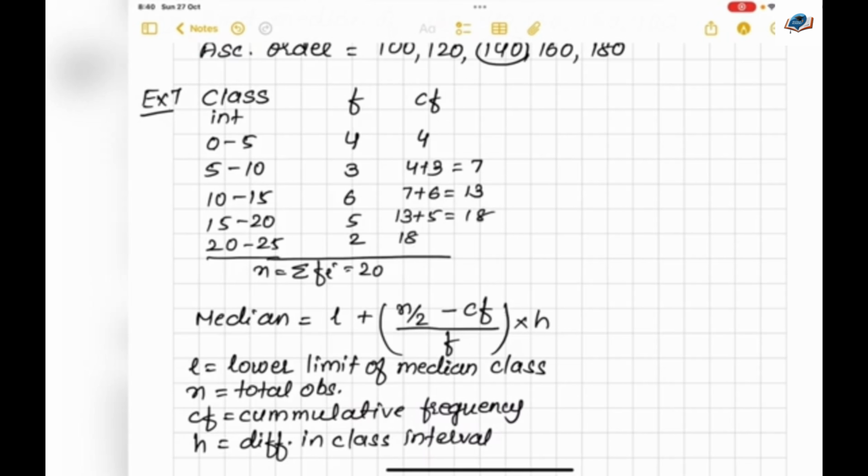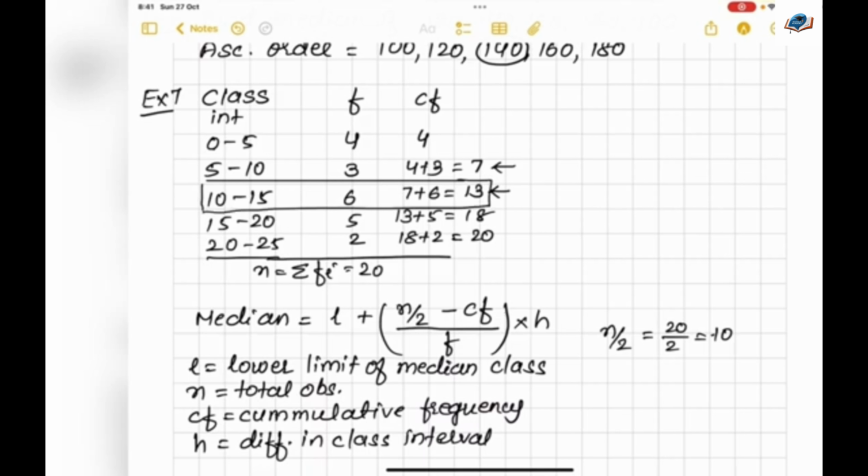Now be careful, the last value of the CF should come as n. So that means my calculation is right. Now you have to check CF. I need to find CF, you have to take what is the n by 2 value. So n by 2 is 20 by 2. I will get 10. So now see, near to 10 there are two values, but always the bigger one will be the median class. So this is my median class. So now I will get all the values from here.